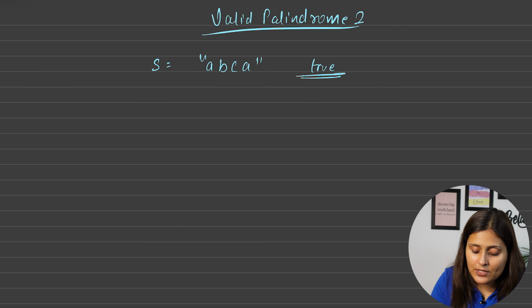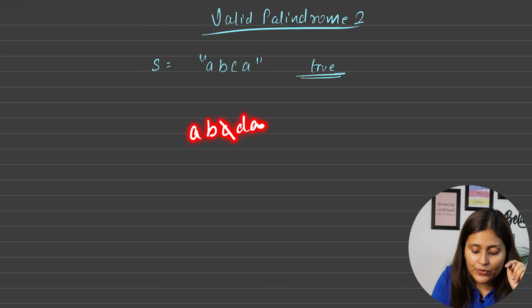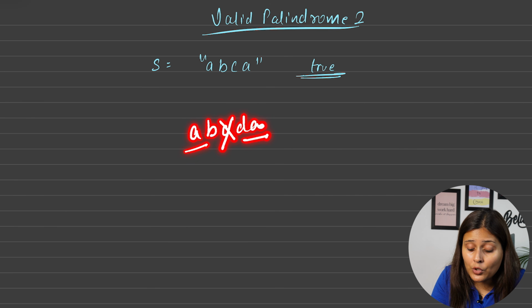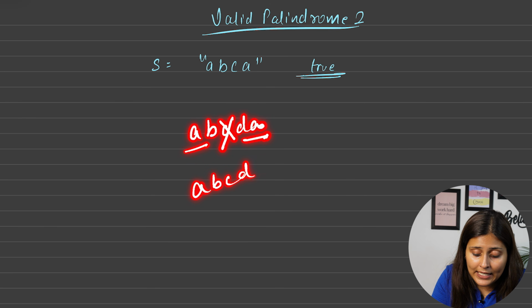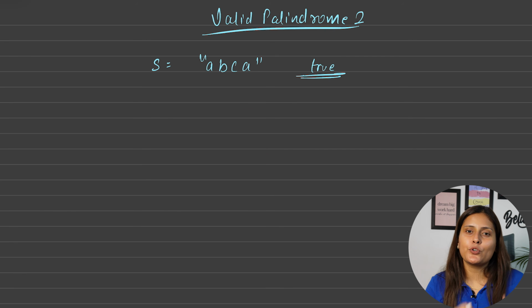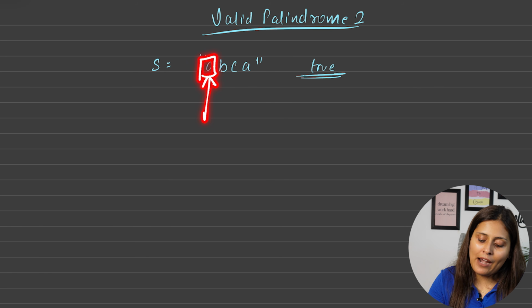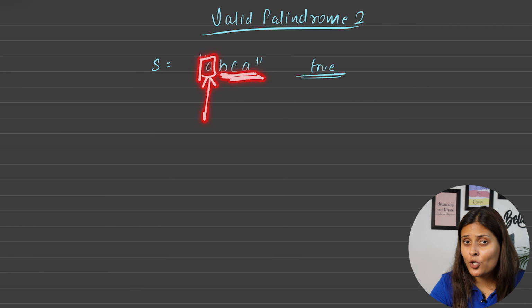Now suppose instead of this, we have ABCDA. As we are only allowed to remove at most one character, if we remove C, ABDA is not a palindrome. If we remove D, still ABCA is not a palindrome. So hence in the brute force code, definitely we will keep on removing every character and we will send the rest to check if it is a palindrome or not.